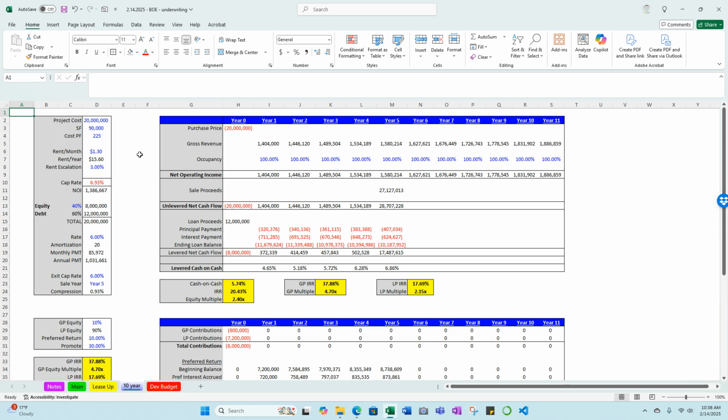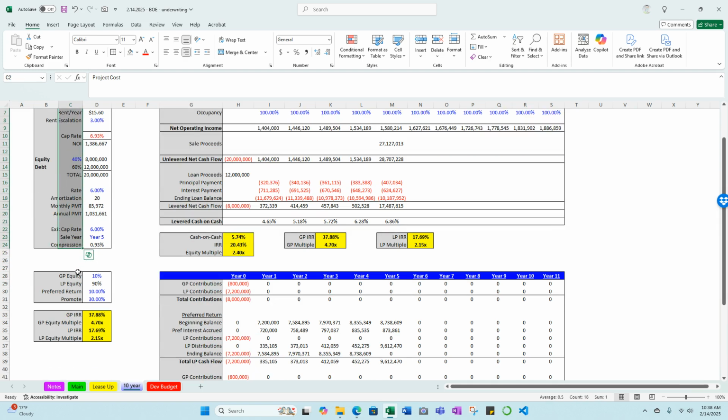But I'll just show you this. You can pause the video for the left side on typing in all of this information right here, as well as this information down here.